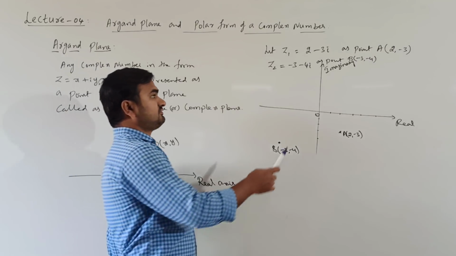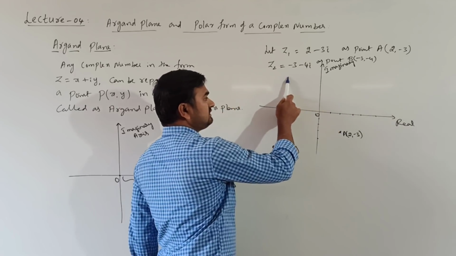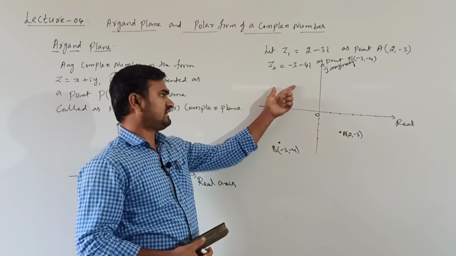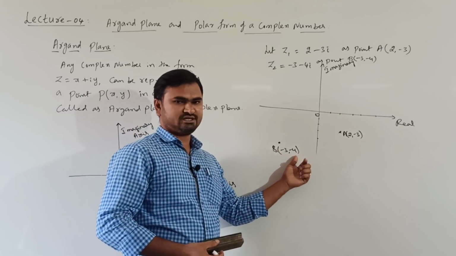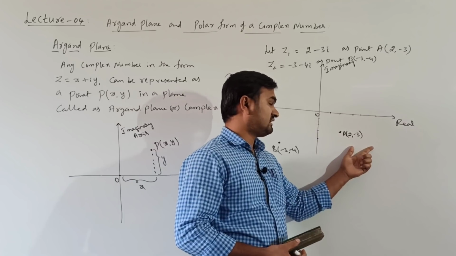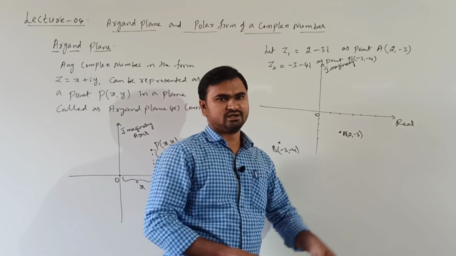Okay. So if both real and imaginary parts are positive, it lies in the first quadrant. Real part negative, imaginary part positive, it lies in the second quadrant. Both real and imaginary parts negative, it lies in the third quadrant. If x is positive, y is negative, then it lies in the fourth quadrant.